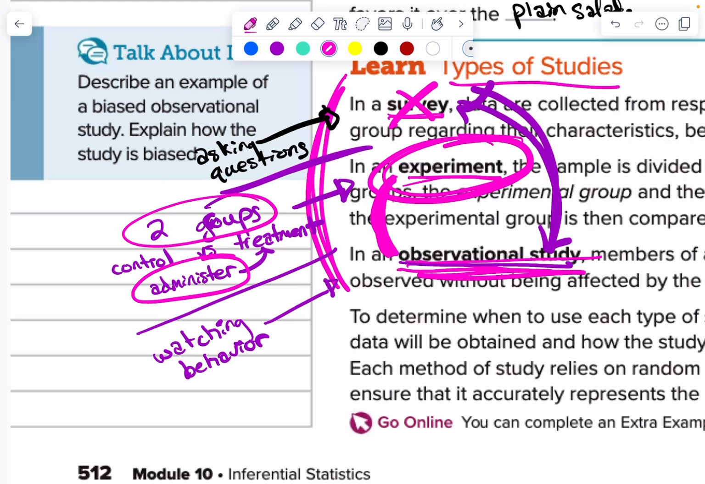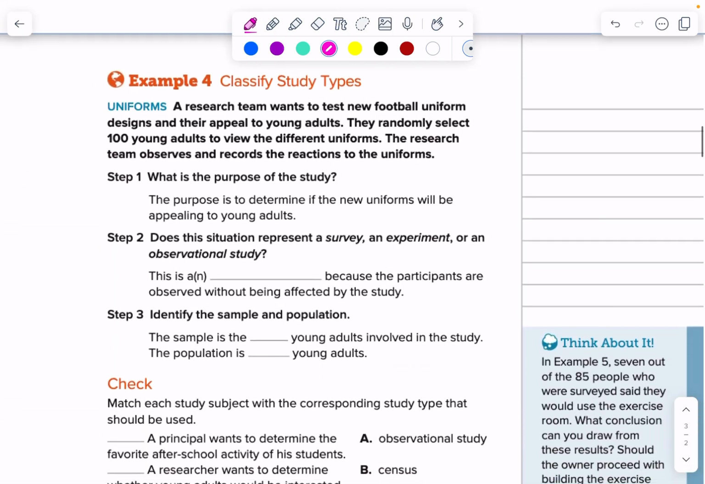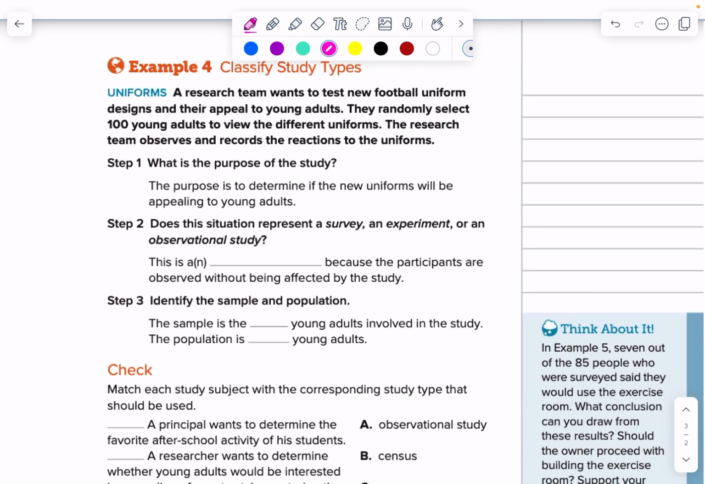So, little bits of confusion between survey, experiment, and observational study. Let's go to an example. Here we go. A research team wants to test new football uniform designs and their appeal to young adults. They randomly select 100 young adults to view different uniforms, and the research team observes and records the reactions.